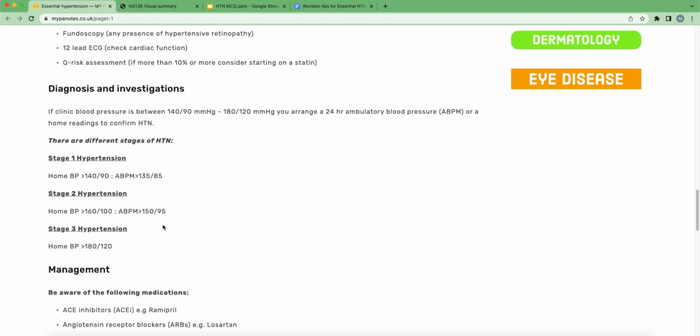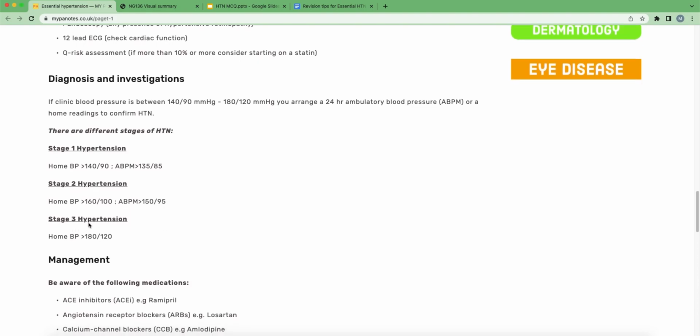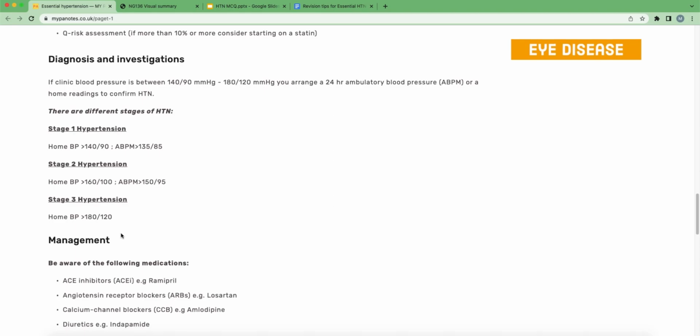And stage 3 hypertension, home or clinic, is anything above 180/120. You need to have a high suspicion of anything more sinister. If the patient is having severe symptoms, they should be admitted.